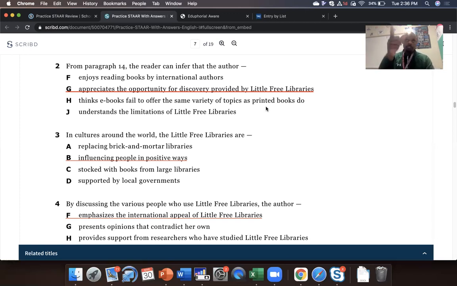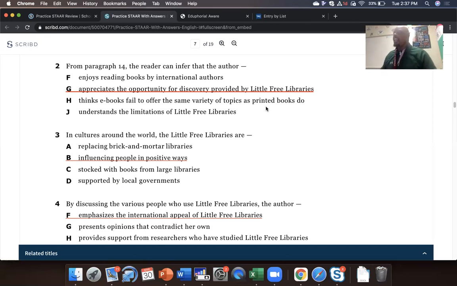But if you take a look at question 3, which is the one you had an issue with, in cultures around the world, the little free libraries are. Does it give you a specific place to go? It doesn't give you a sentence, it doesn't give you a paragraph, none of that. But if you look at the wording of the question, it is an inference question. It's a comprehension inference question.